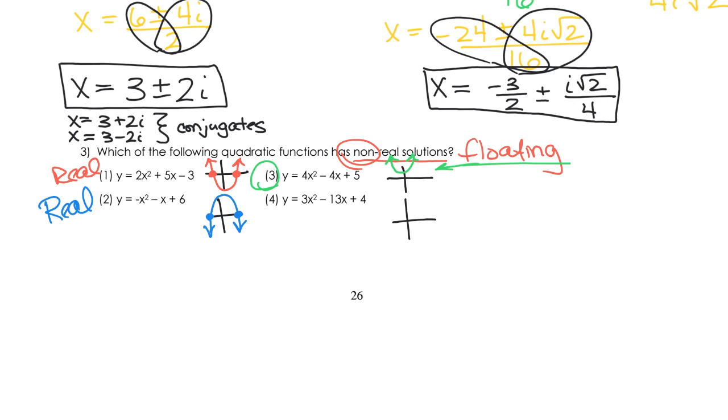But just to show you choice 4, if I graph that in my calculator, I'm going to get a parabola that looks like this, and there are 2 real roots right on the x-axis. And so these ones are also real. Number 3 is the only one that has non-real roots, or complex roots or imaginary roots.